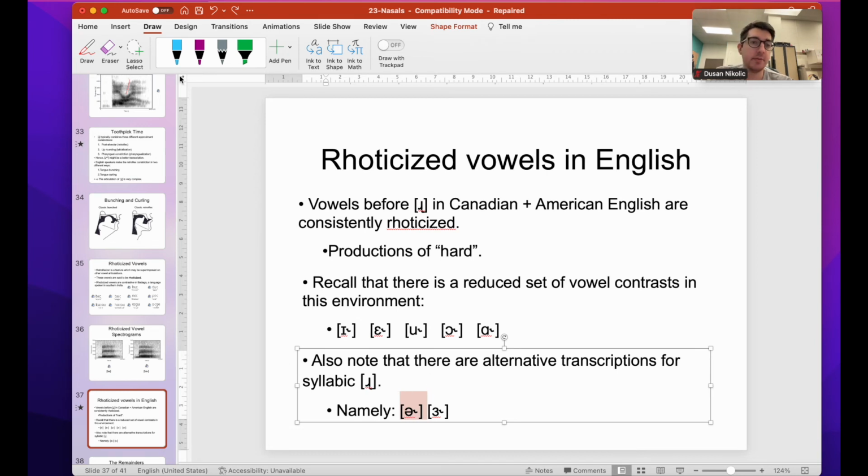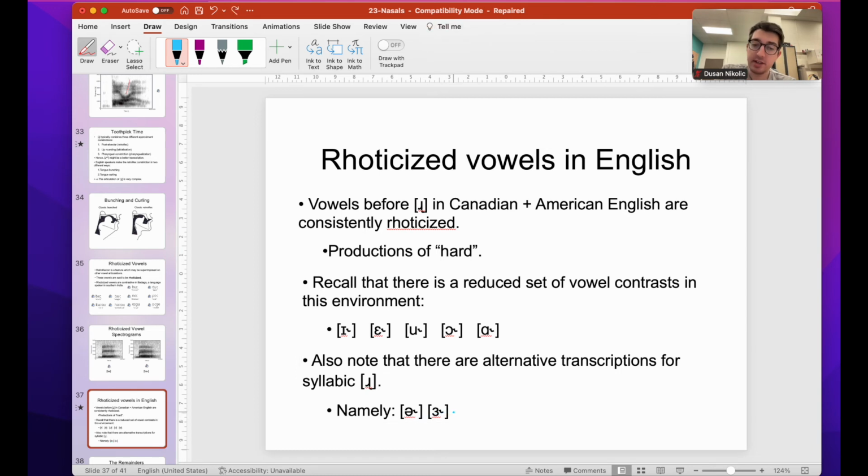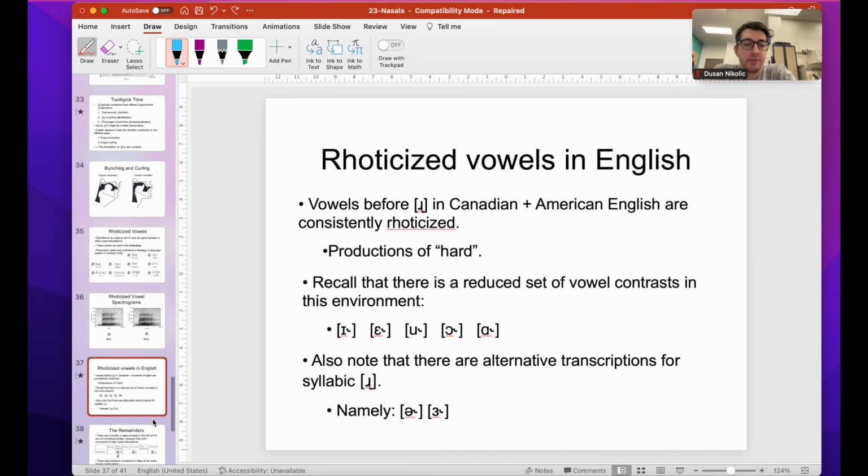Instead of making syllabic R, you can do these. I was fine with that, as you know, but in North American English and Canadian, you can freely say sometimes that it's really syllabic R.